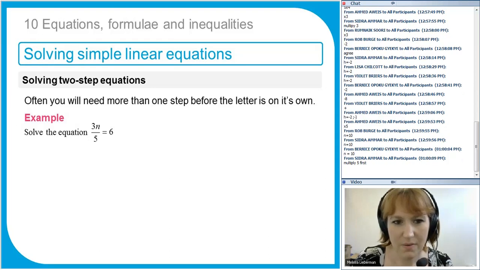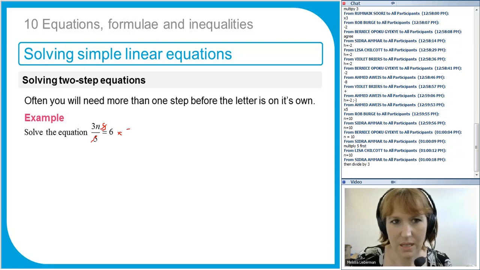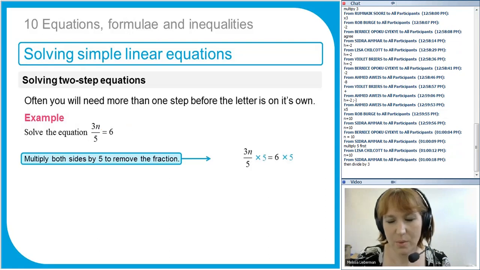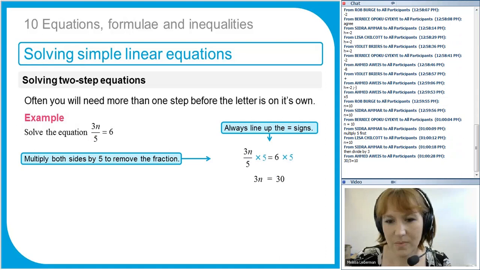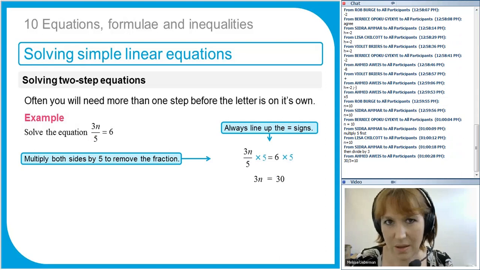If I times the top by 5, then the 5s will cancel. And if I multiply this by 5, I get 30. So let's put that in. Multiply both sides by 5. 5s cancel, so I'll be just left with the 3n. And then 6 times 5 is 30. So 3n equals 30.